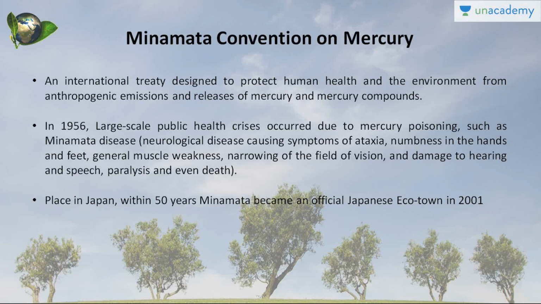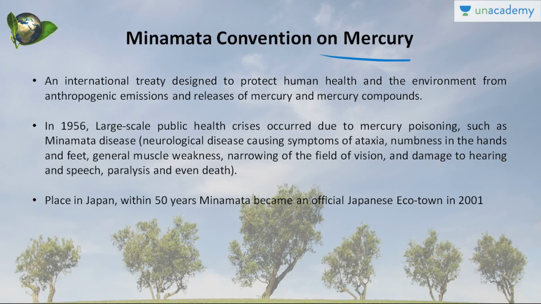Then you have the Minamata Convention on Mercury. Minamata is a city in Japan. What happened was they ate a lot of mercury-poisoned fish and seafood. It led to lots of paralysis, death, vision issues, nervous system issues. It is an international treaty designed to protect human health and the environment from anthropogenic emissions, meaning human-caused releases into the environment, of mercury and mercury compounds. Just remember M for M, Minamata for mercury.